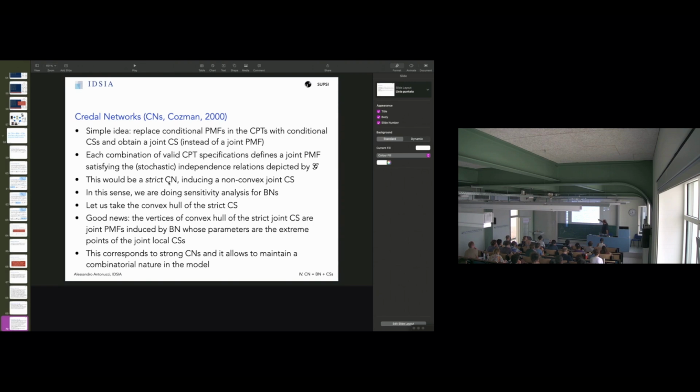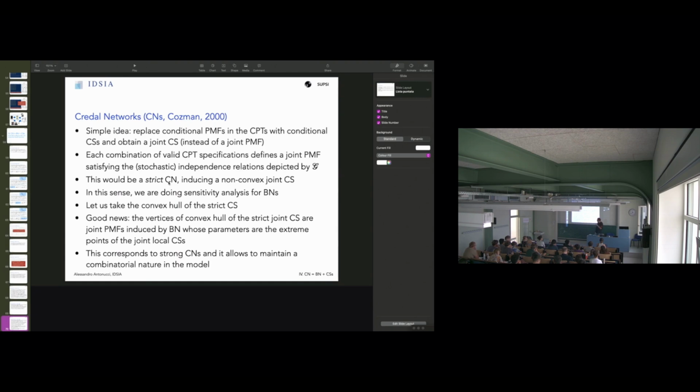Oh, no, before being more explicit, I will say that there is a non-obvious remark here. If we go in this direction, we take a set of distributions. For each point of the distributions, you define a Bayesian network. For each Bayesian network, you define a joint distribution. Then you obtain the joint credal set, and you do the convex closure, and you take the extreme points.